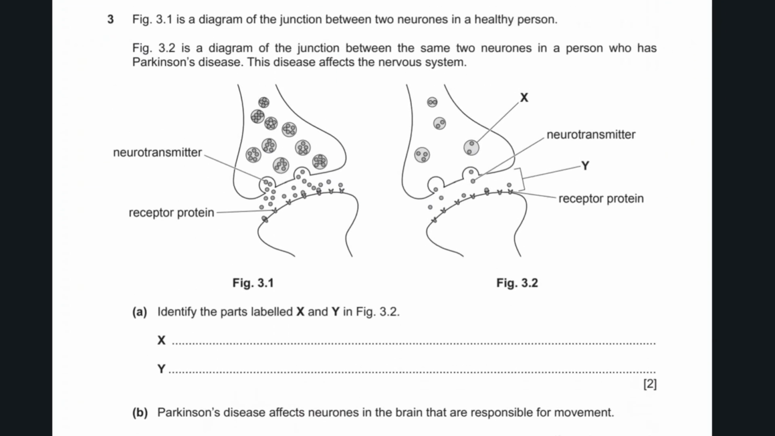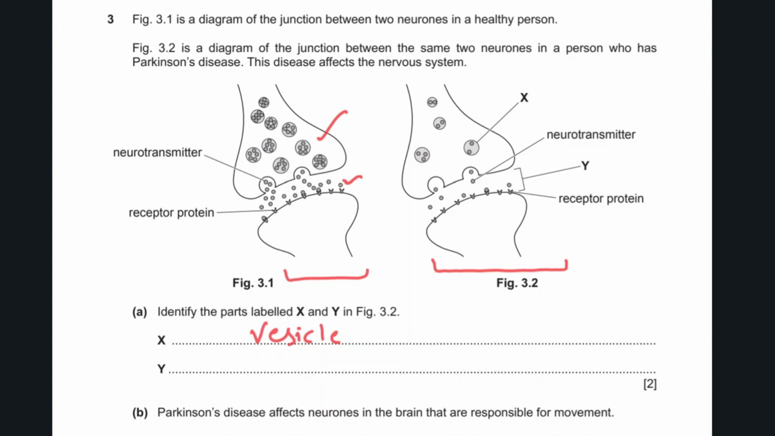The next question is that they have shown the synapse in two different situations. One is a normal person, and the second one has a disease, Parkinson's disease. The healthy person's synapse is shown here, and the Parkinson's patient's synapse is this one. Easily you can differentiate between them. Look at the neurotransmitter containing vesicle, look at the neurotransmitter release, look at how much is binding with the receptor proteins.